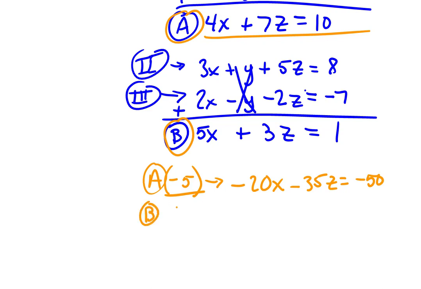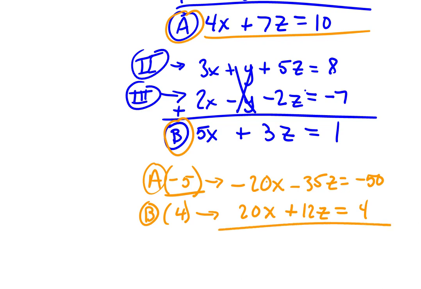Now we're going to take equation B. Remember, I've just kind of committed here to eliminating x's. So I would want to multiply equation B by a +4, because that would give me a 20x. There's the elimination that's going to happen. But then a plus 12z equals 4. Now we're ready to eliminate. As designed, these x terms will cancel right out. Moving across, we have -35z plus 12z. That would give us a -23z equals, and then -50 plus 4 would be -46.